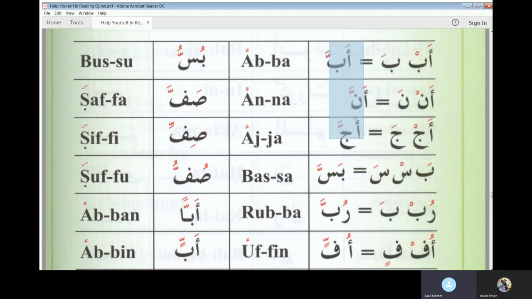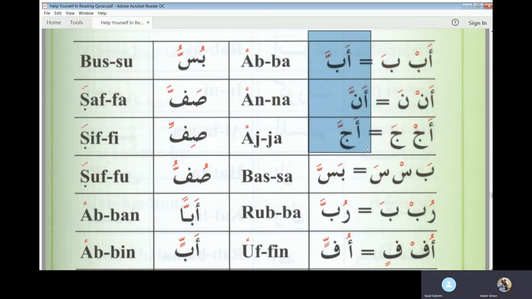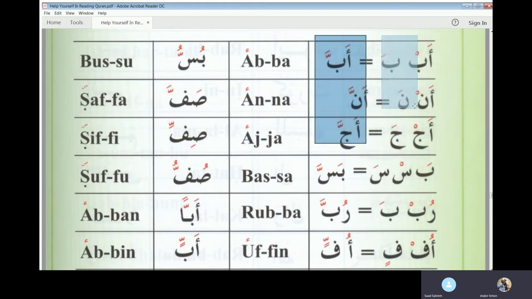Okay, this is the real form of this word, and this is the way we write it. This is the short form and this is the real form of the word. So in a sentence, you would write the short form, right? Yes. In writing, we use the short form, but in reality, this is the real form of the word.